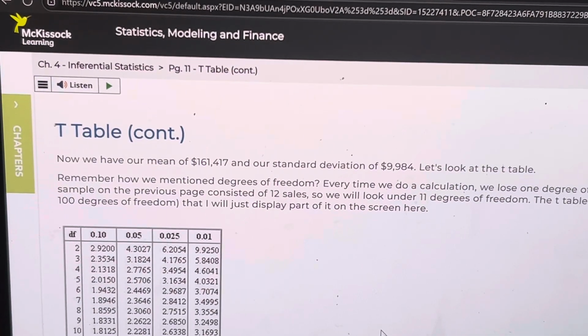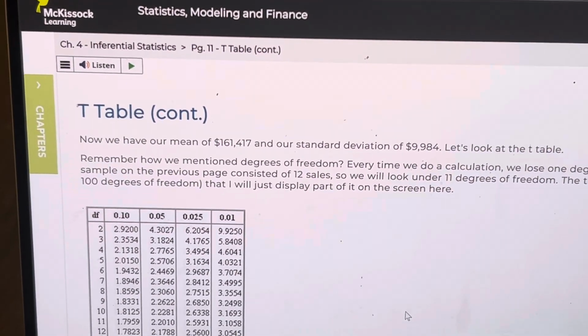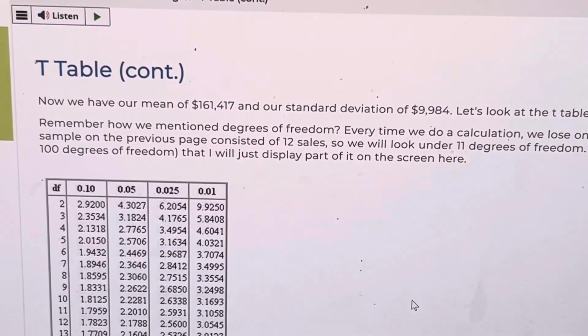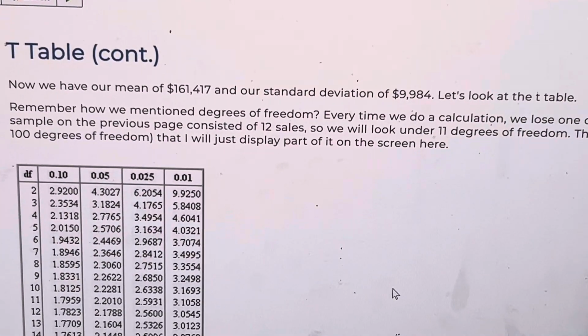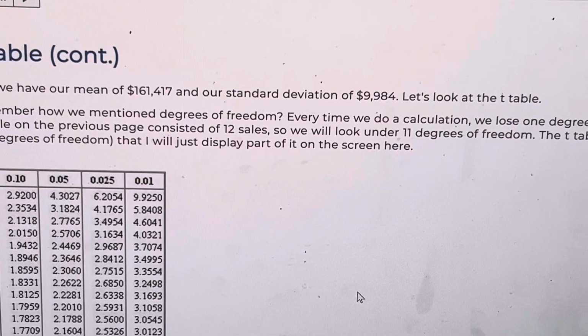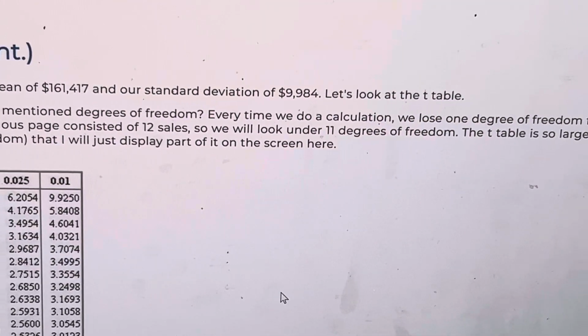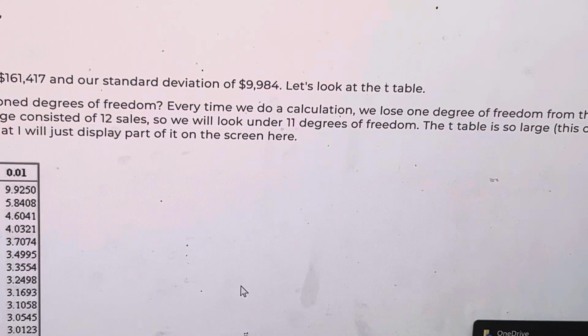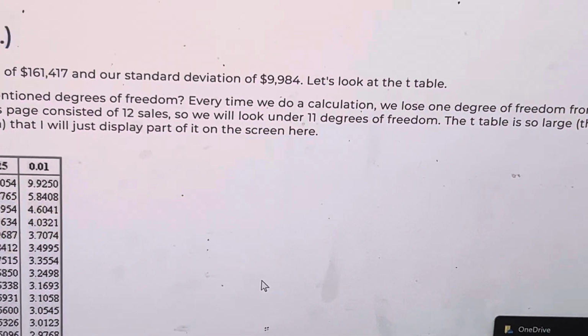Statistics, Modeling, and Finance, Chapter 4, Inferential Statistics, page 11. T-table continued. Now we have our mean of $161,417 and our standard deviation of $9,984. Let's look at the T-table.